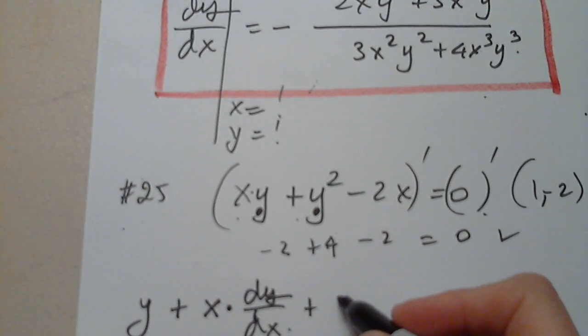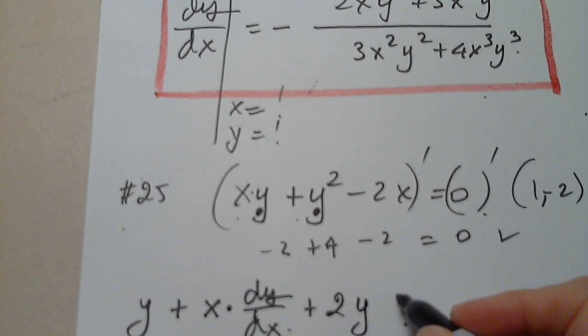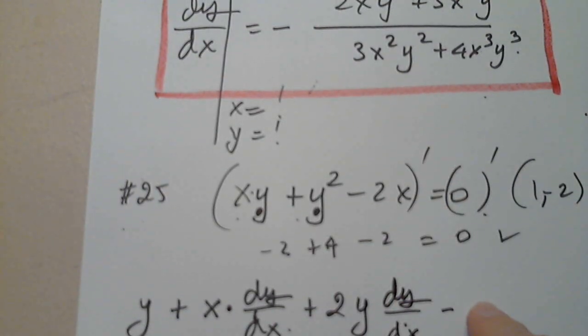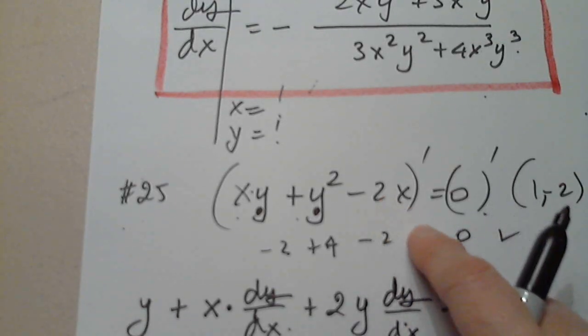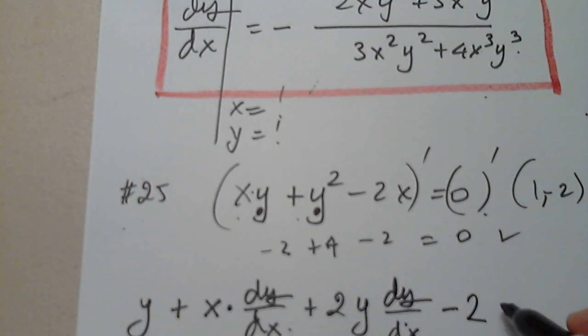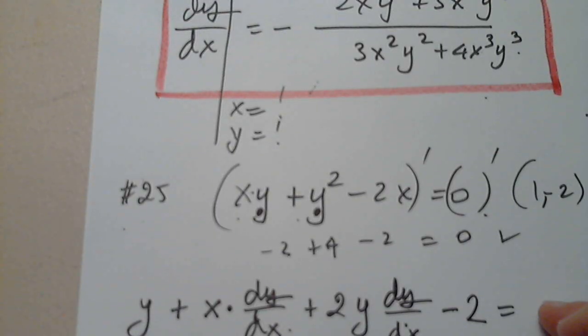Would it be 2y times dy over dx? Excellent, brilliant. Minus, now we are here. Easy. Anyone? Equals 0 prime is zero. Excellent.